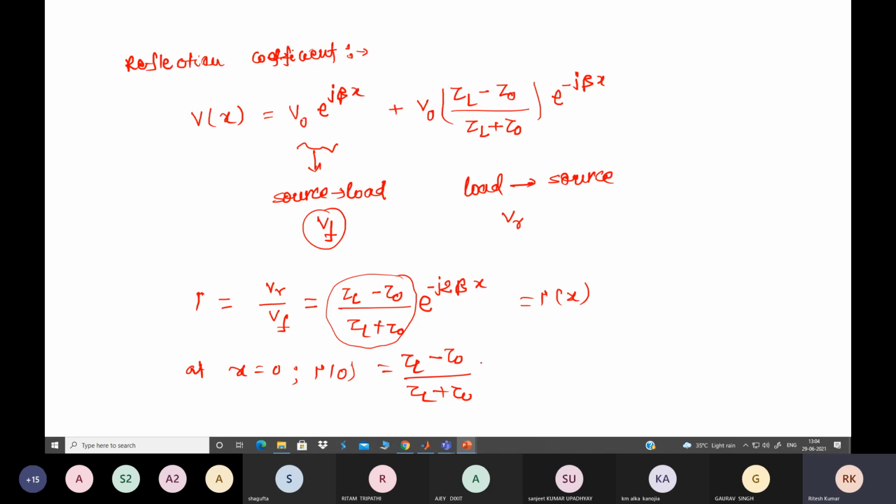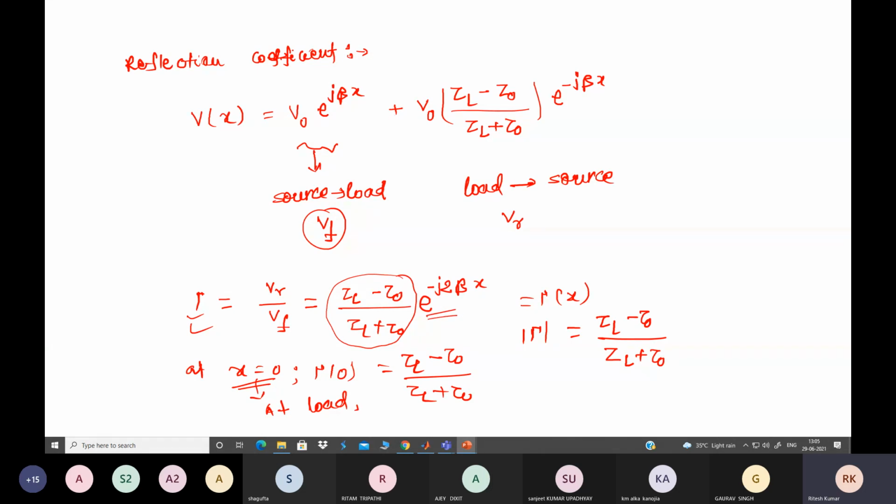So how can we write gamma? At the load, x equal to 0, so we are defining it at the load: (ZL minus Z0) divided by (ZL plus Z0). From here you can also find the magnitude of gamma. What will the magnitude be? The magnitude of e to the power minus j 2 beta x is 1, so the remaining term is (ZL minus Z0) divided by (ZL plus Z0). This is our magnitude, but keep in mind we have hidden the phase portion in the magnitude.